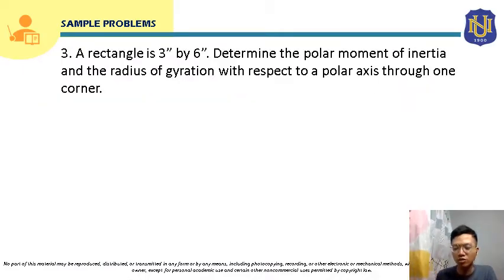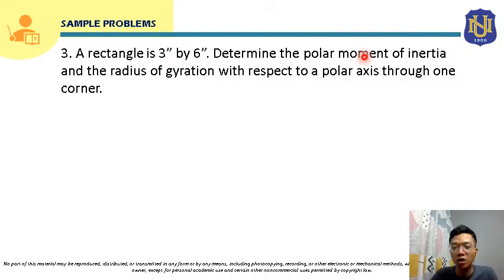Let's proceed now to the third sample problem. A rectangle is 3 inches by 6 inches. Determine the polar moment of inertia and the radius of gyration with respect to a polar axis through one corner. There is no given figure here, but from the description given in the problem, we have a rectangle that is 3 inches by 6 inches. So this is base by height: 3 inches will be the base and 6 inches will be the height.